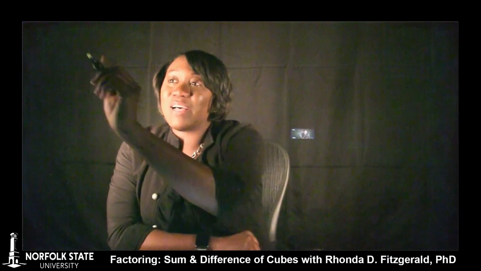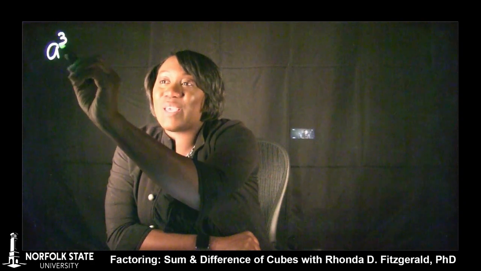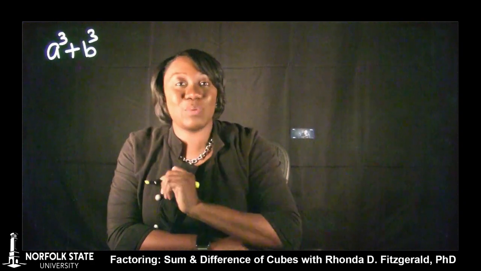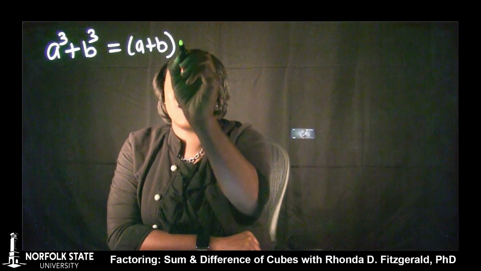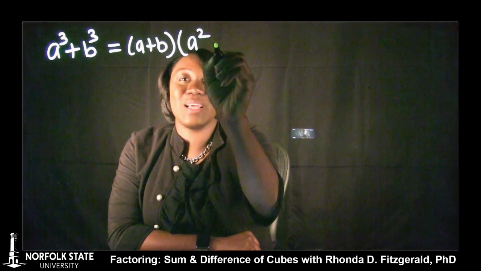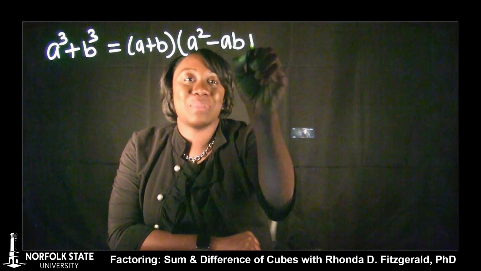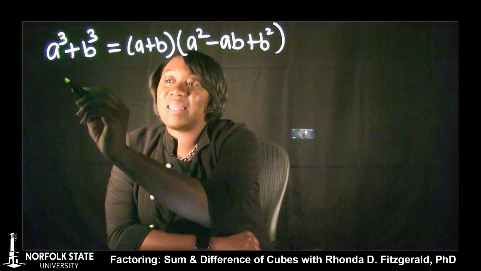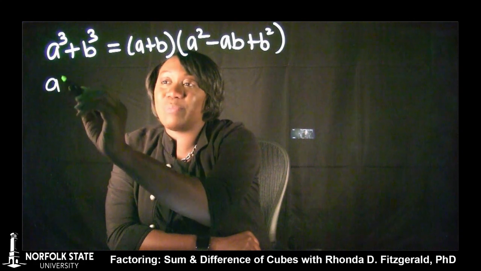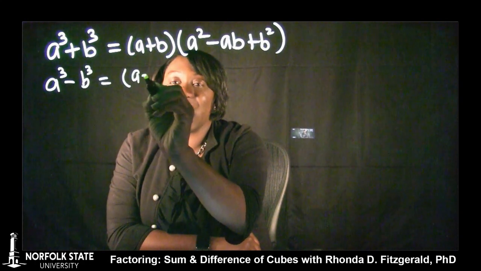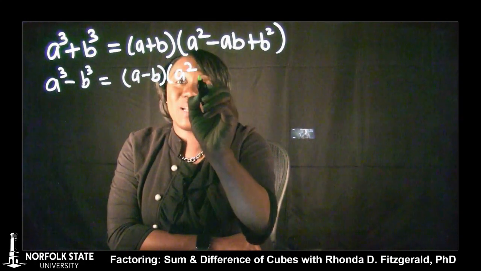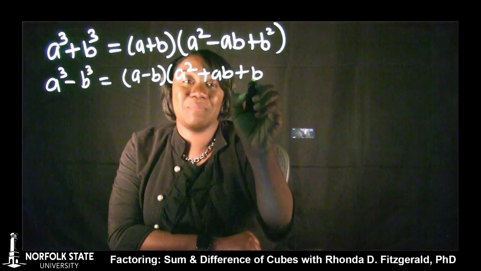In this video, we want to discuss factoring a sum and difference of cubes. Now, a sum of cubes is of the form a cubed plus b cubed, and this would factor as a plus b times a squared minus ab plus b squared. And a difference of cubes would be of the form a cubed minus b cubed, and that would factor as a minus b times a squared plus ab plus b squared.